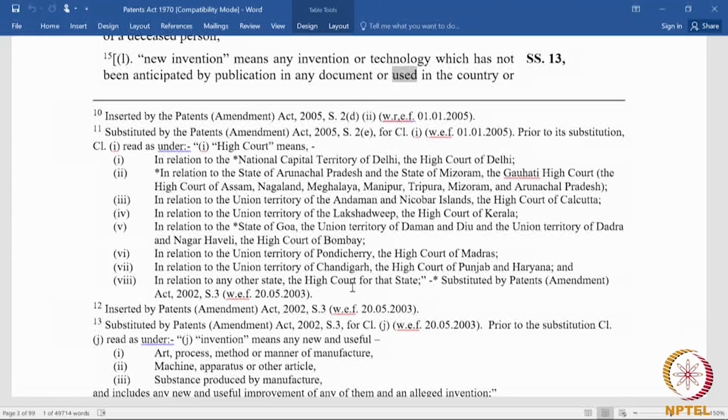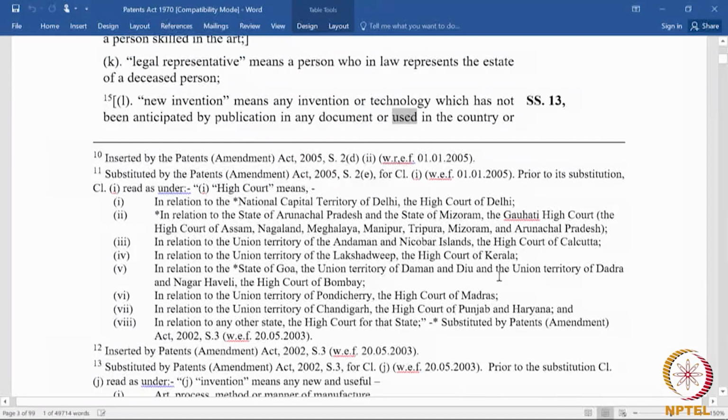So, when the use itself is there, but it is not recorded or documented, then it becomes difficult, though not impossible, to prove anticipation. For instance, under section 13, which is cross referenced here, the examiner has to file a report on novelty, that is whether the invention has been anticipated. So, when the examiner does a report on anticipation, he is essentially looking at databases, which means he is looking at documents that have been published before.